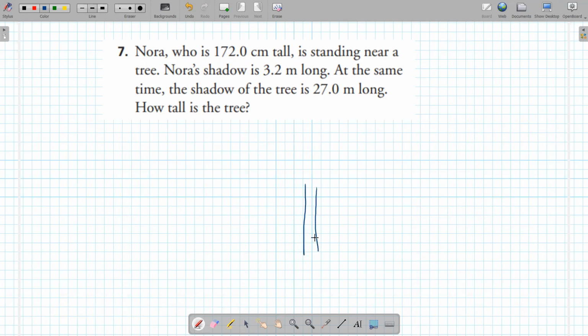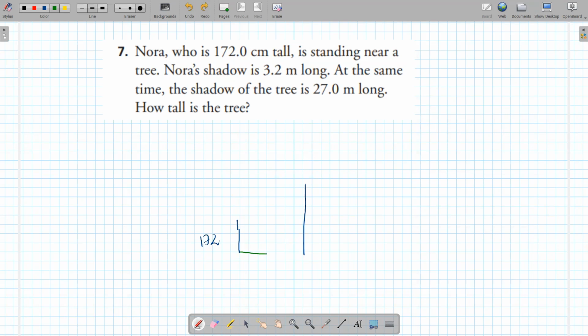So there's a tree. Let's say this line is a tree, and then there's Nora, who's over here. She is 172 centimeters tall, and her shadow is 3.2 meters long. Okay, so is the shadow going to be in this direction, or in this direction? Or can it be in both? It could be both.